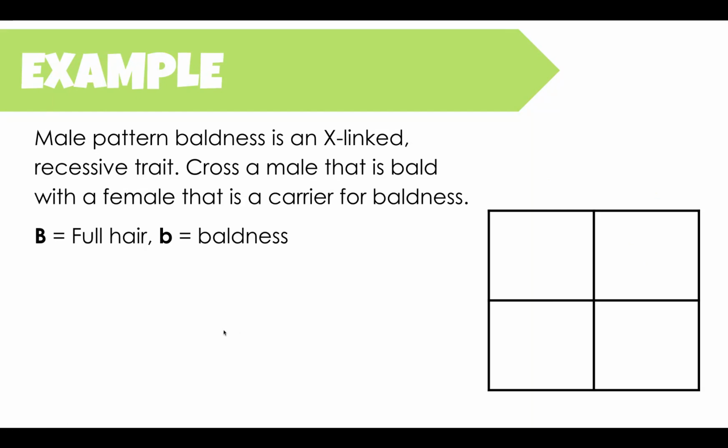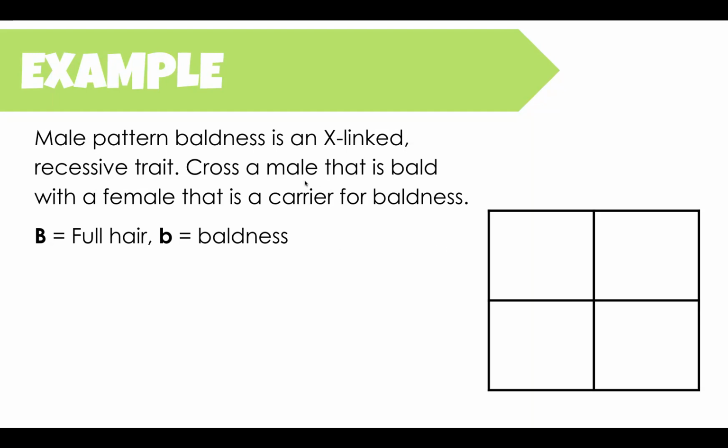And so what we're going to do is we want to cross a male that is bald with a female that is a carrier for baldness. And so for this trait of baldness, big B would be the dominant trait, representing a full head of hair. The little b would represent the male pattern baldness.